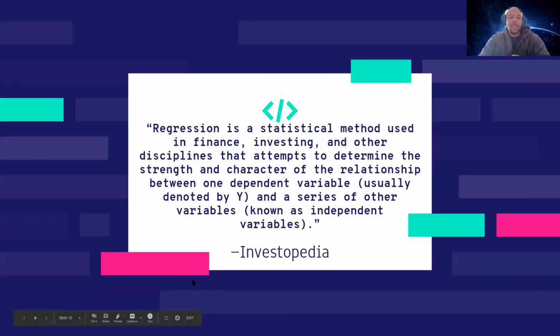Regression problems. Regression is a statistical method used in finance, investing, and other disciplines that attempts to determine the strength and character of a relationship between one dependent variable and a series of other variables. So we can use regression to solve many problems besides my little donut problem.